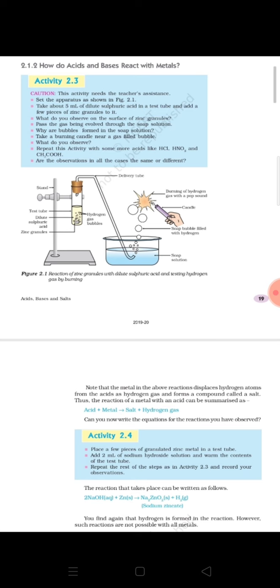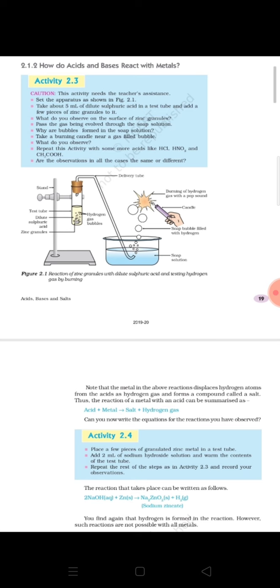Now as hydrogen gas is evolving inside the test tube, through the delivery tube this hydrogen gas is passed into the soap solution. Once the hydrogen gas is passed into the soap solution, bubble formation takes place again. And now when we bring a burning candle near these soap bubbles, we will observe that the gas burns with a pop sound.